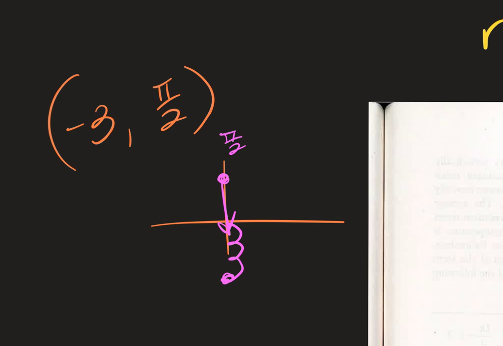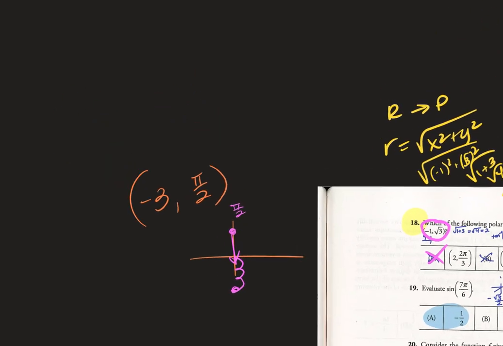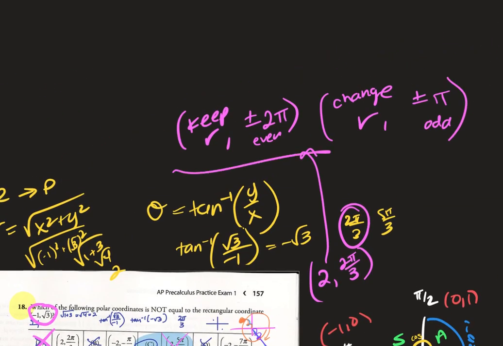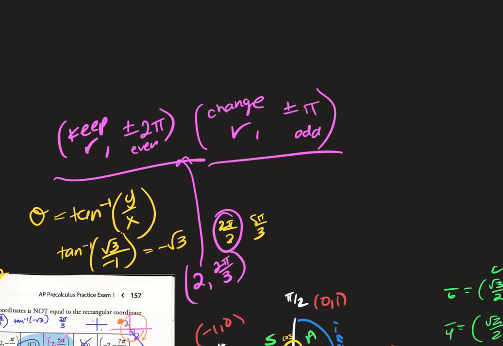Wait, what about the odd thing though? So if you have any polar coordinate and you want to find additional representations of the same one, one way to do it is you keep the r and you add and subtract even multiples of pi, because you want to go all the way around your circle. Or you change the r so it would be halfway across your circle and you add and subtract pi. You change the sign on the r. So if it's positive, you change it to negative. If it's negative, you change it to positive.